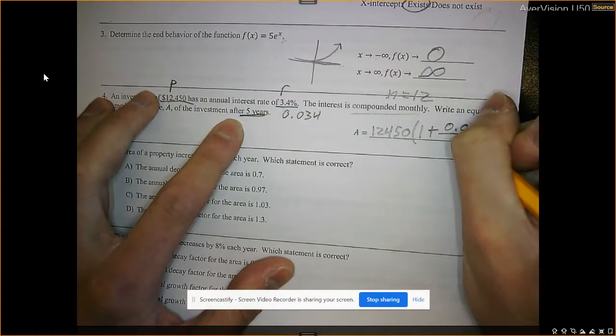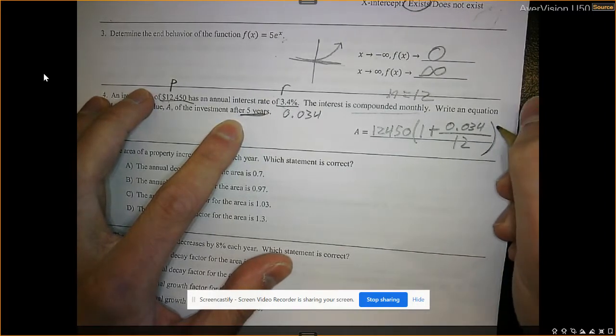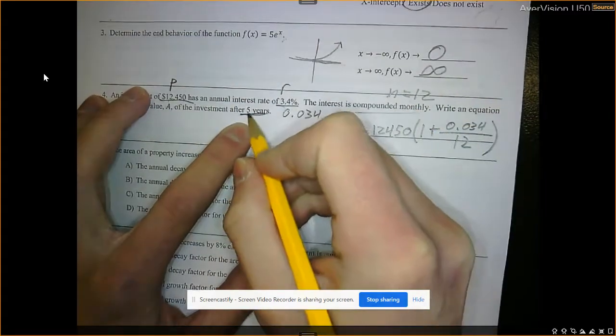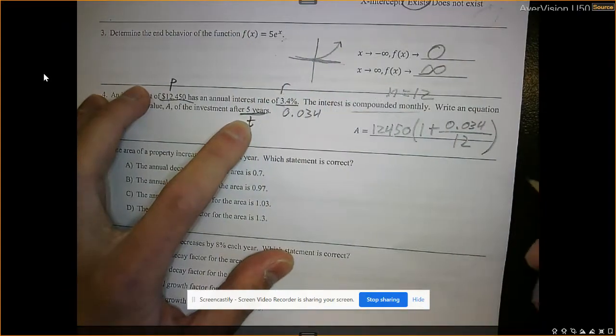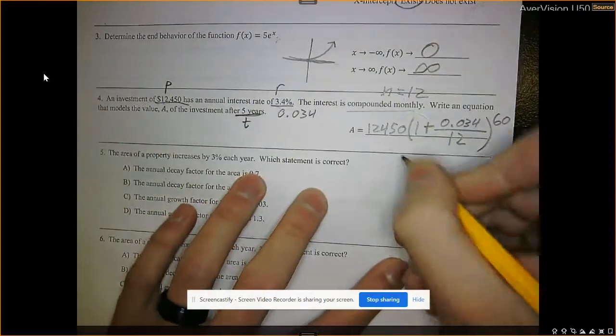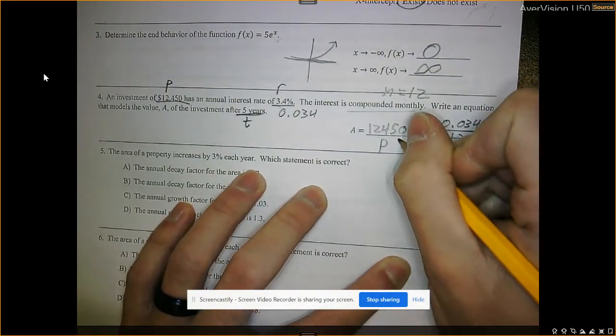So I'm putting that over 12, and then I'm raising that up to the n times t. Okay, well, my n is 12, my t is 5. It's over 5 years. This is my t. 12 times 5 is 60, so I can write that there right away, and I am good.